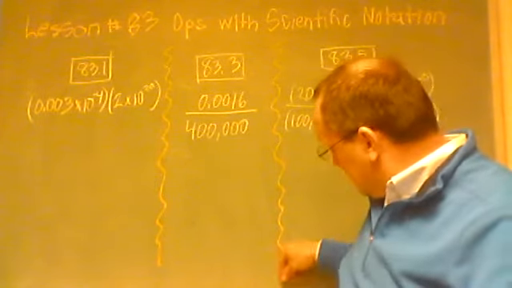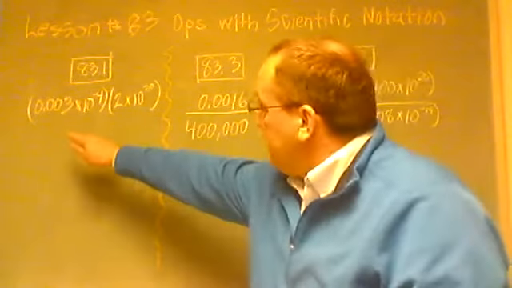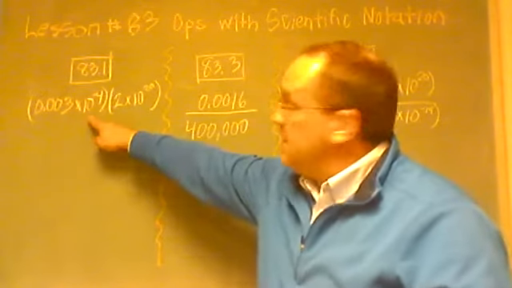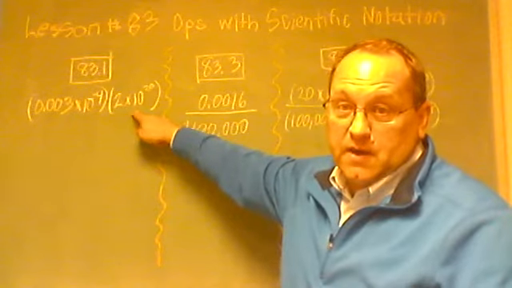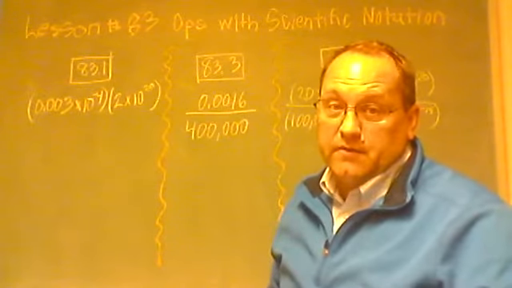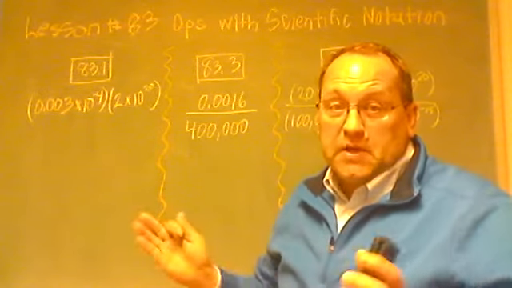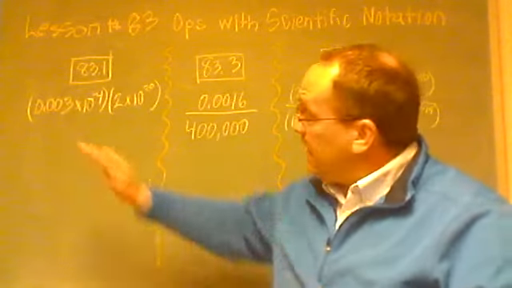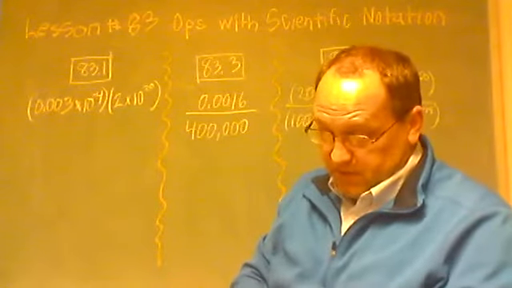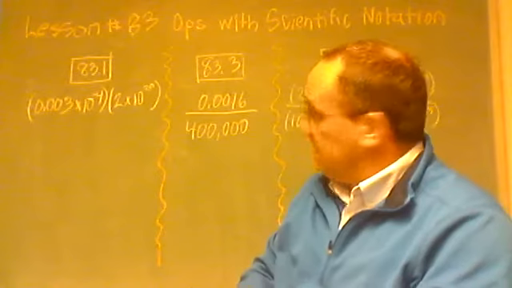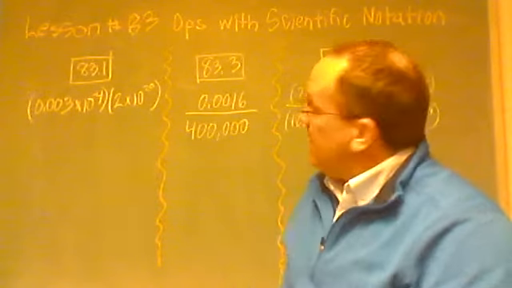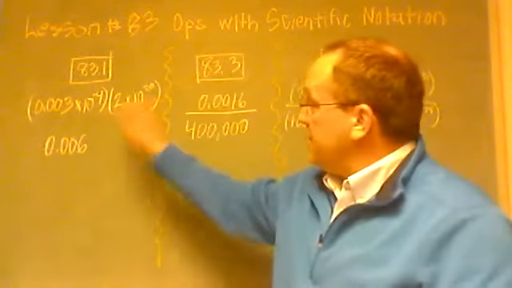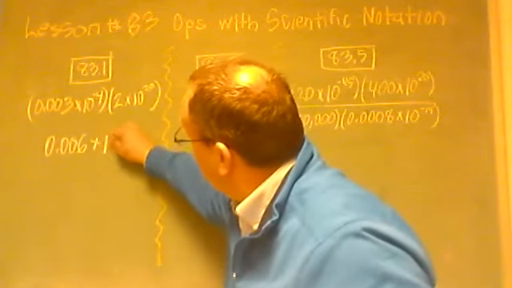So remember from our last lesson, in the case of this exponential number, we have a number and a power of 10 times another number times another power of 10. We effectively have four numbers multiplied together, and our rules of multiplication say it doesn't matter in which order we multiply them. So I'm going to handle the numbers separately. I'm going to use my calculator: 0.003 times 2 equals 0.006 for the numbers.